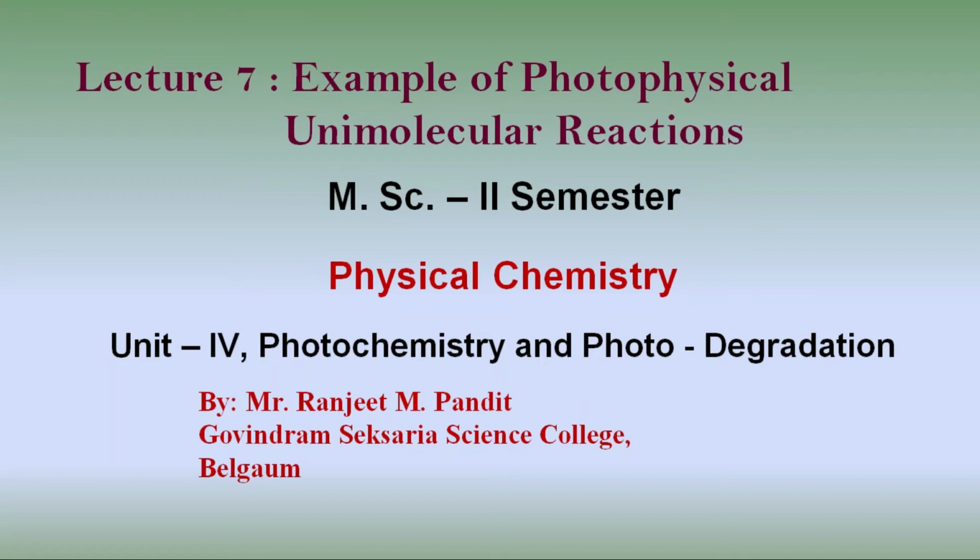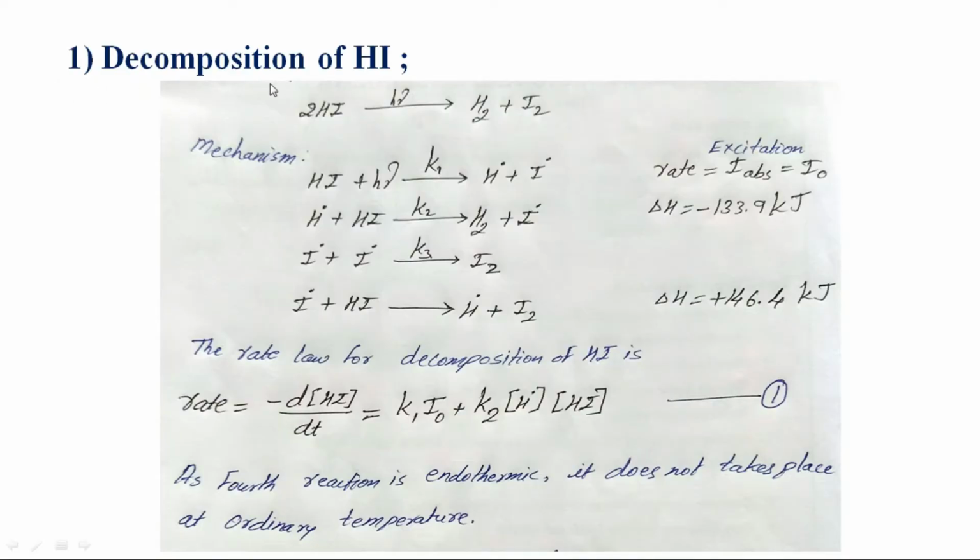Good morning everyone. In today's class we are going to discuss examples of photophysical unimolecular reactions. The first example is decomposition of hydrogen iodide. So already we know this hydrogen iodide in presence of light decomposes to form hydrogen and iodine.